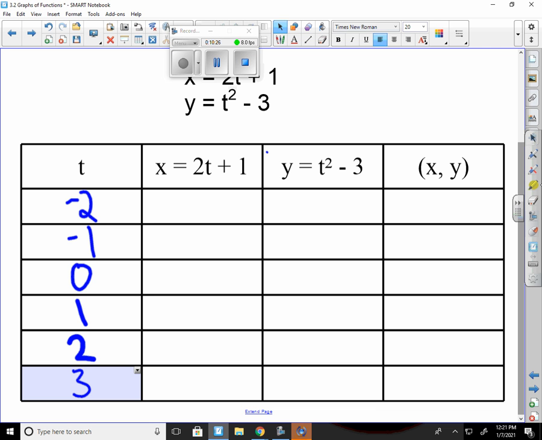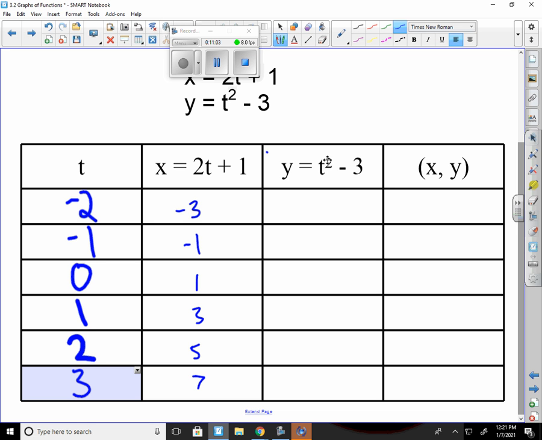X equals 2t plus 1. So 2 times negative 2, that's negative 4, plus 1 is negative 3. And I'll just keep going down this column. 2 times negative 1, negative 2 plus 1 is negative 1. 2 times 0 plus 1 is 1. If I can't tell, this is a linear equation because there's no exponent on the t, and it's going up by 2 each time, so I can proceed as I need to.